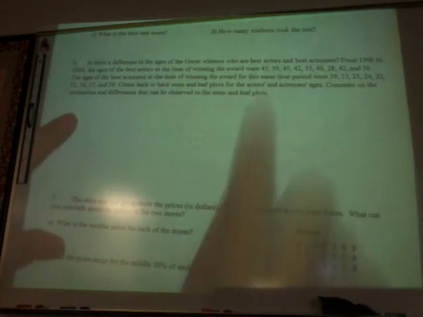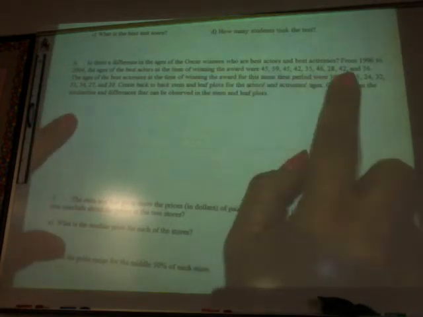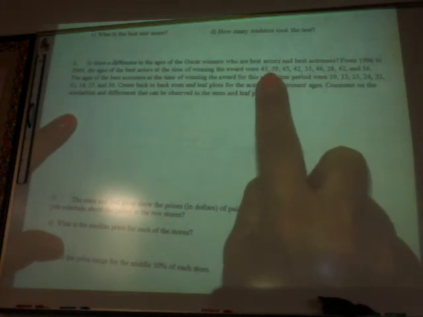So TJ, on here, would I need to do a pre-stem and leaf? No, because I have enough that I could organize those, right? You are to create a back-to-back stem and leaf plot for the actors and the actresses' ages, and then you have to comment on similarities and differences that can be observed. I'll let you comment on those on your own. We're going to go ahead and create it ourselves here.